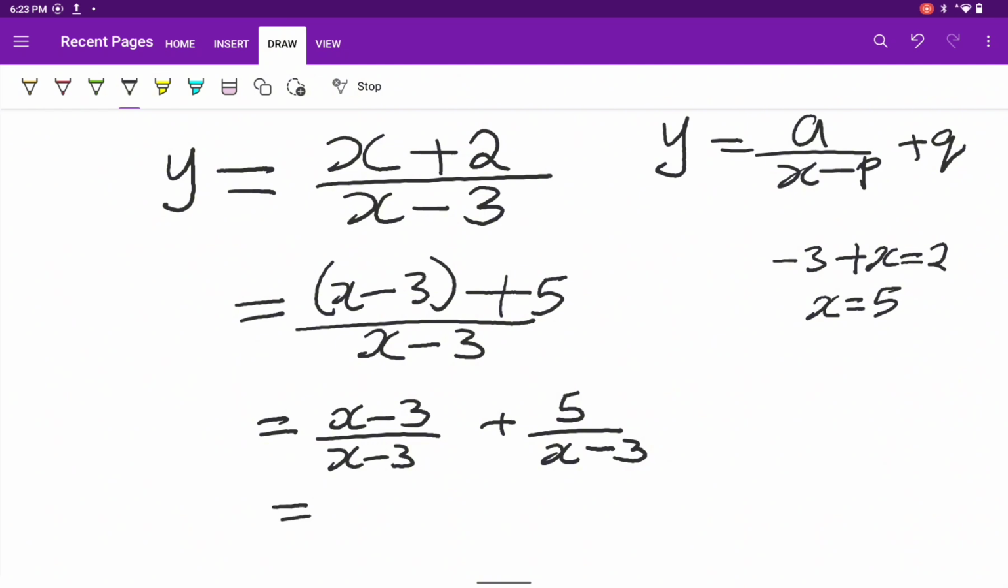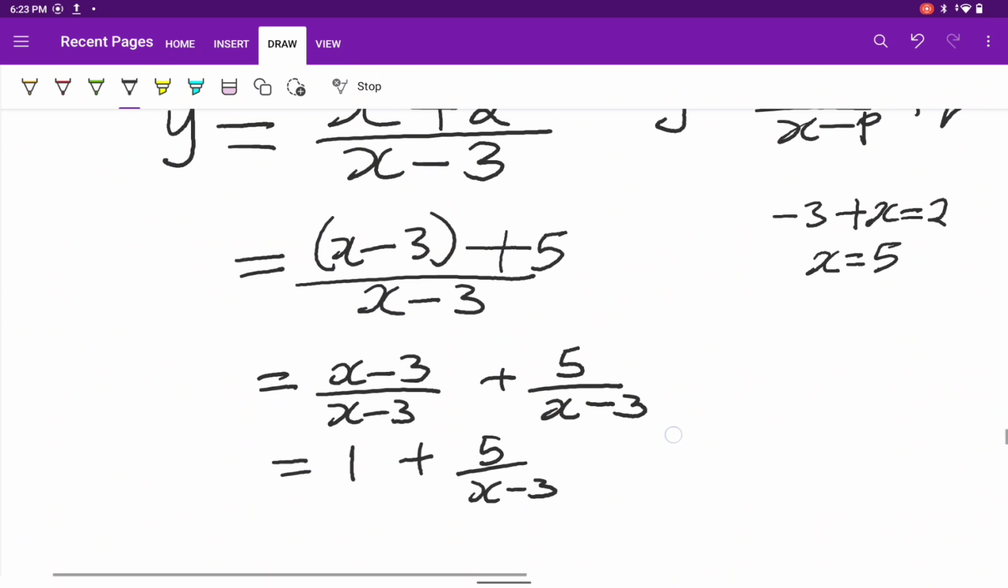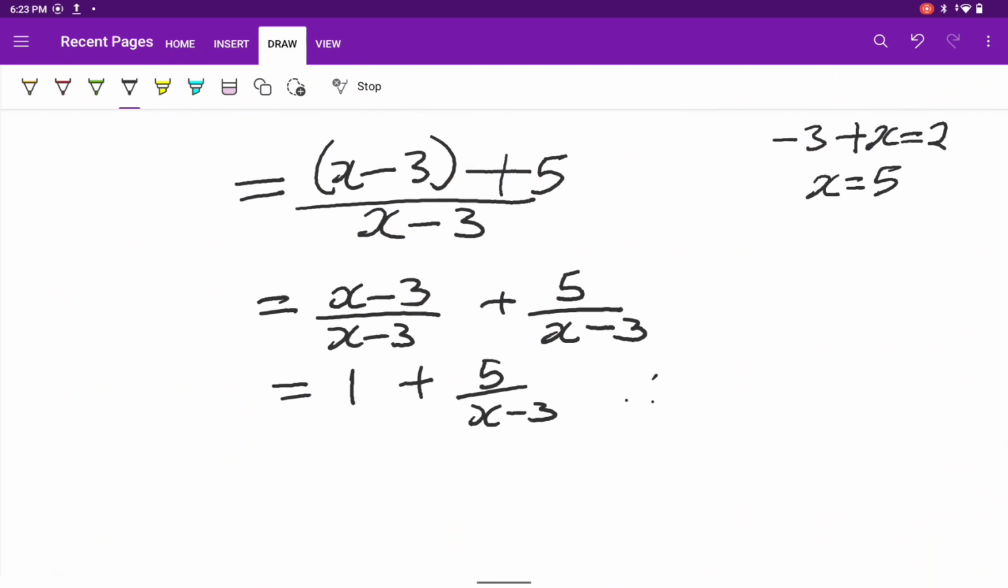Then (x - 3) divided by (x - 3) is 1, and this is 5 over (x - 3). So that is your equation. Now you can see that your equation is 5 over (x - 3) plus 1.